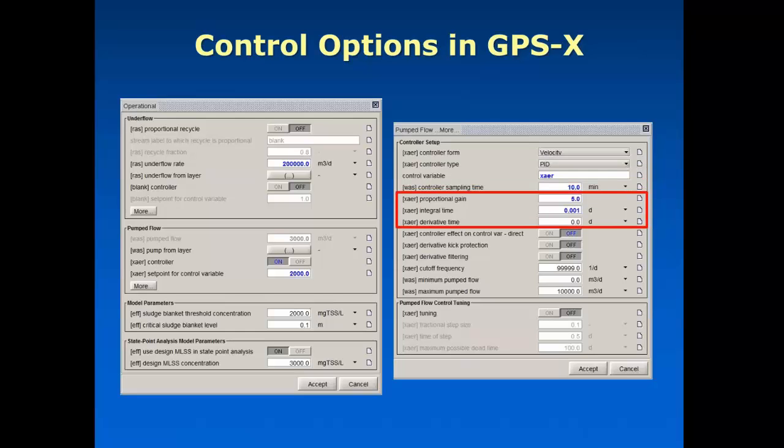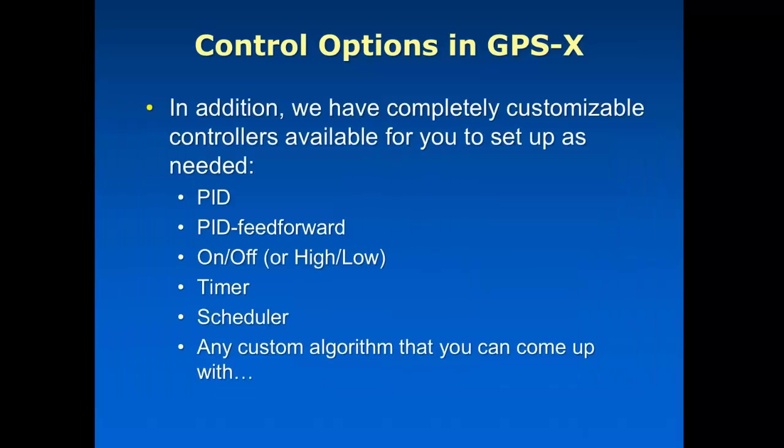The other thing you have to do is set up the tuning here. You have to specify how the controller reacts, whether it goes with or against the direction of the manipulated variable, and you have to specify things like gain and integral time and so on, and the sampling interval. That allows you to basically set up any type of controller that you want between any two variables in GPSX. So that's the ones that are already built in.